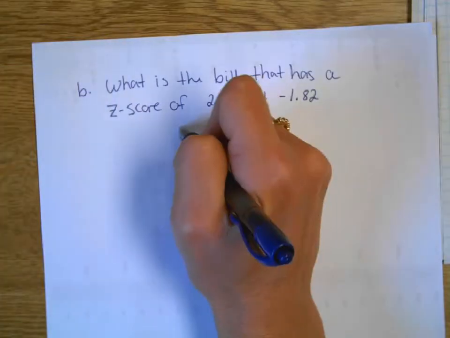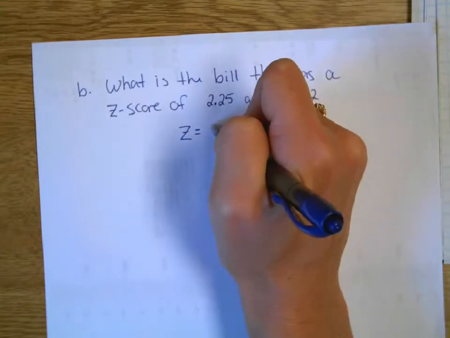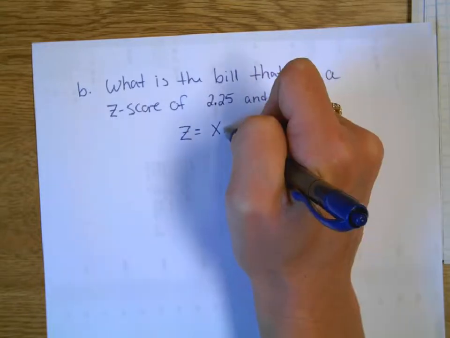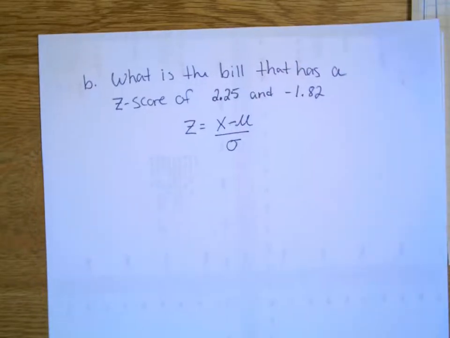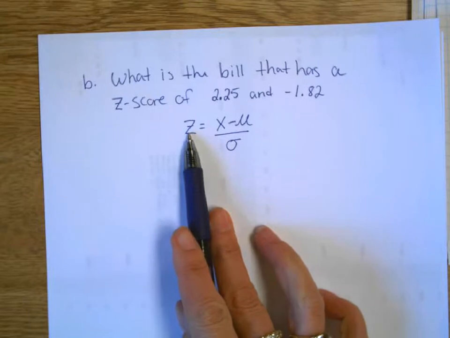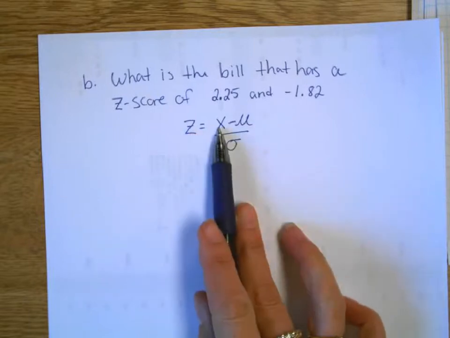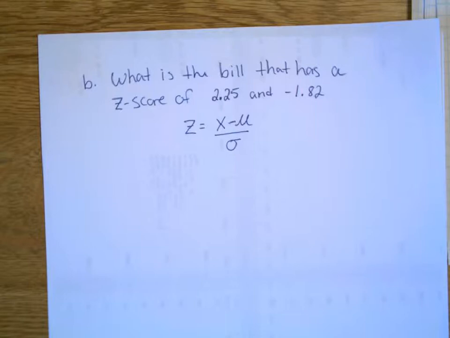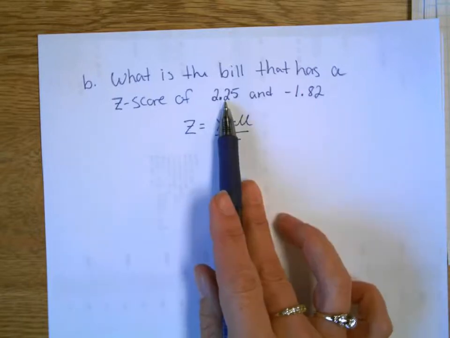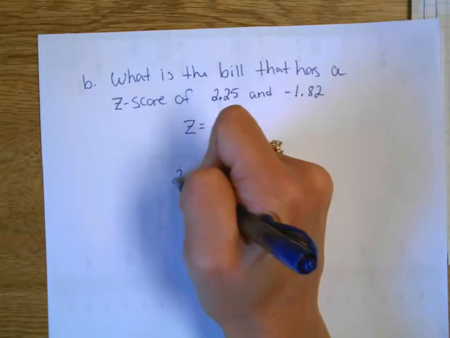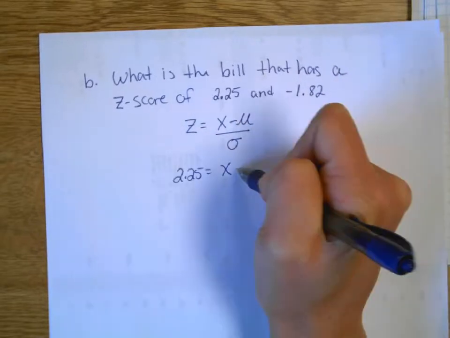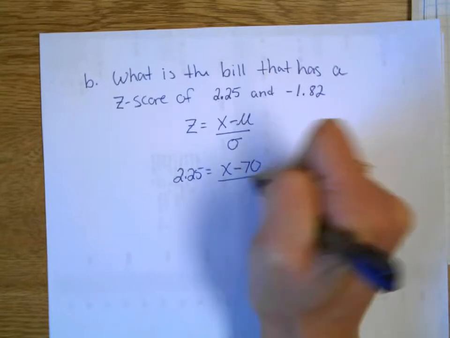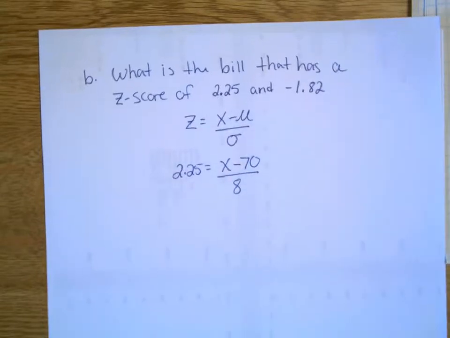And we're going to use the exact same formula we just had. The z-score equals the x value minus the mean divided by the standard deviation. Well, this time I know the z-score, and I still know the mean and standard deviation, so I can solve for the x. It's just an algebra problem. So we'll go with the 2.25 first. That is the z-score. I don't know the x. I know the mean is 70, and the standard deviation is 8.